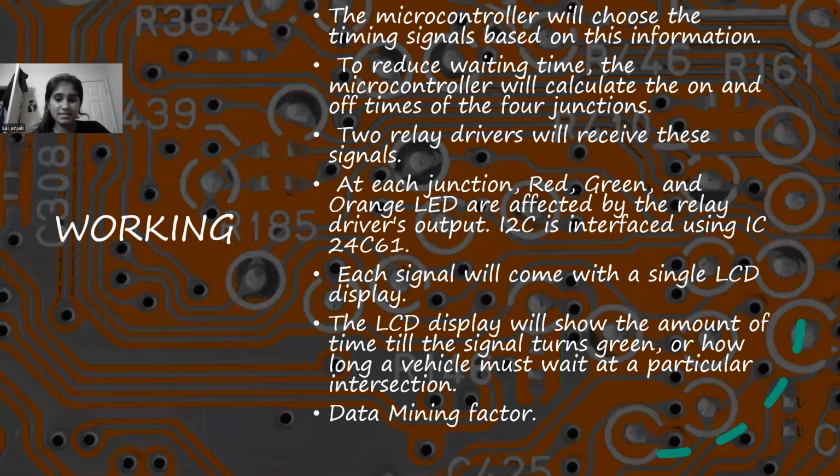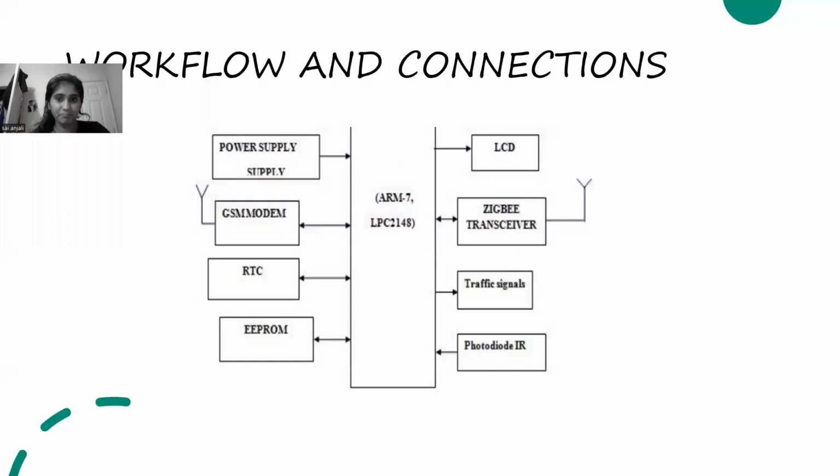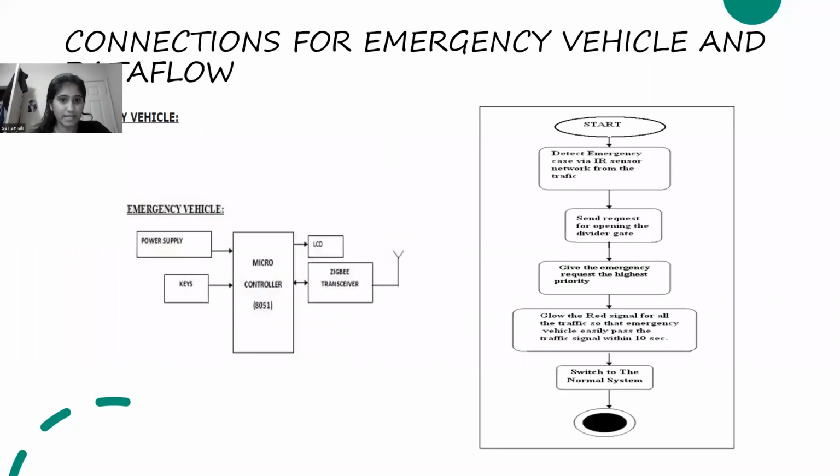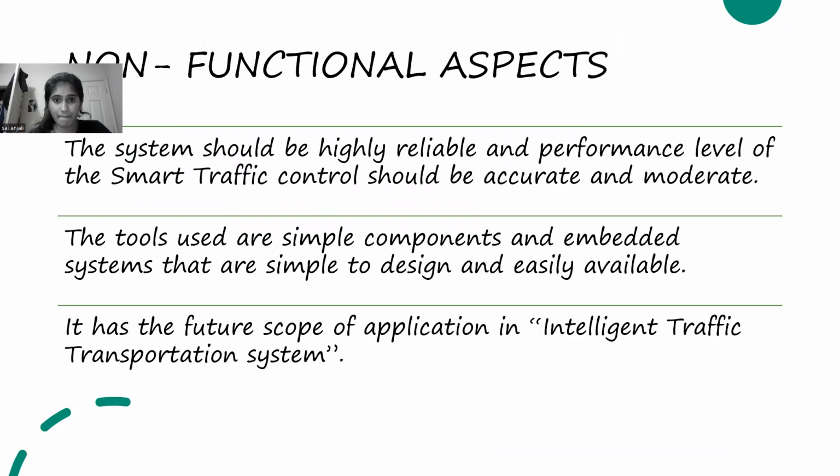Data mining also is a factor of the smart traffic control system, as it indicates a large amount of data that can be stored and required for the traffic analysis. Workflow and connections. Using the components of the embedded system designed, we can design it for various applications. For example, the connections for an emergency vehicle and the data flow.